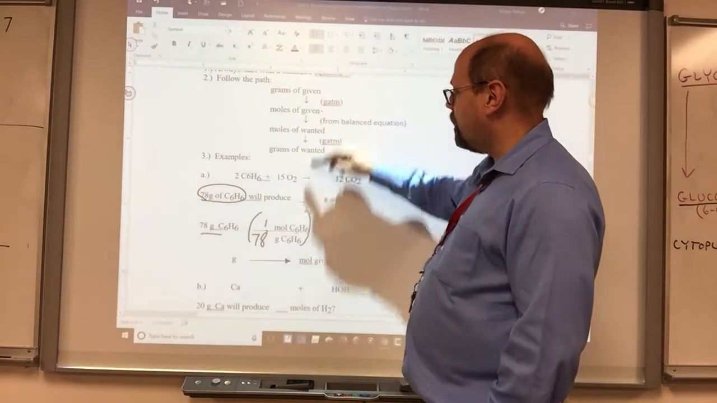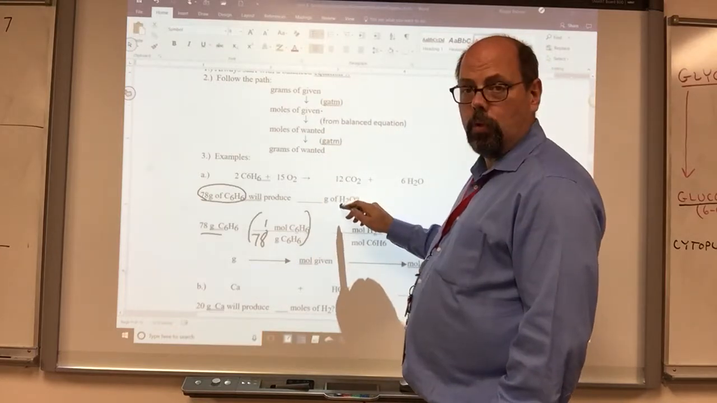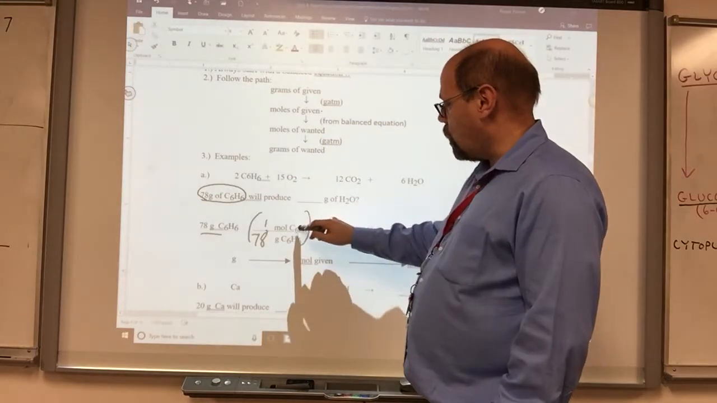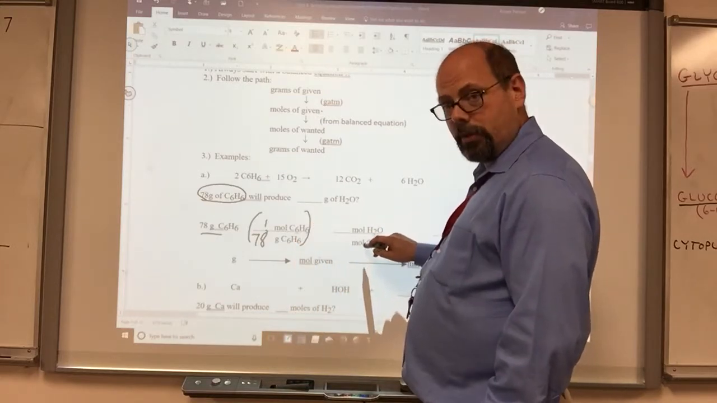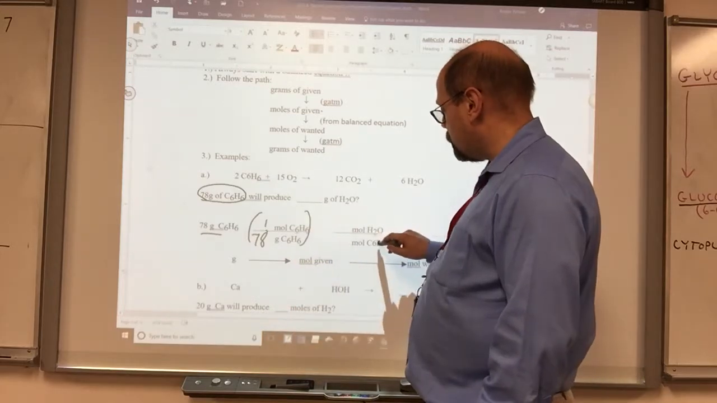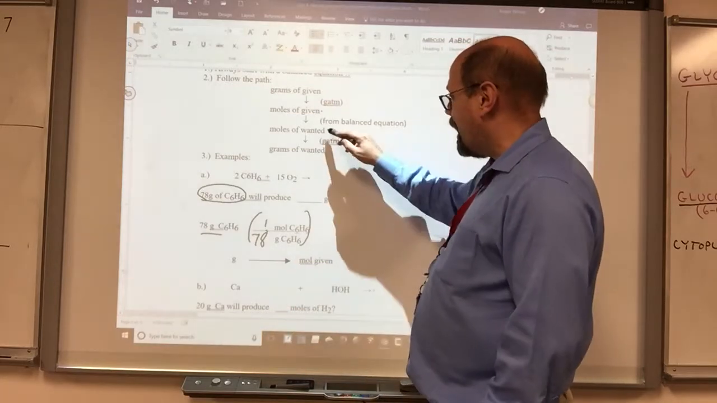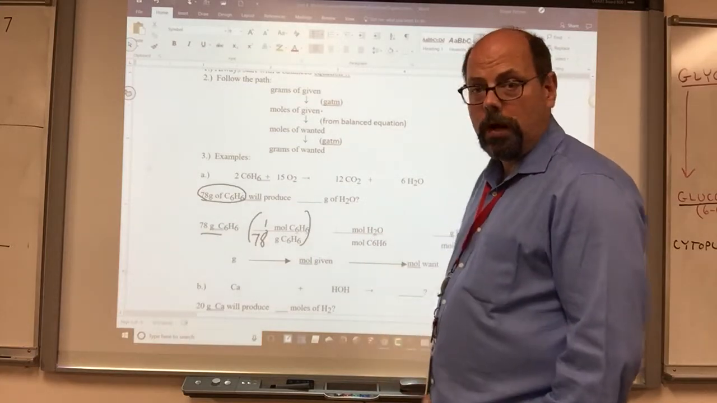Now, from moles of given, I want to get to moles of what's being asked for, which is moles of water. So what's going to go? Whatever this previous numerator is goes as the unit, not the number, but the unit: moles of C6H6. You went from moles of C6H6 on top to moles down here, and then I want to go to what is wanted, which is asked for, water. You're going from moles of C6H6 to moles of water.